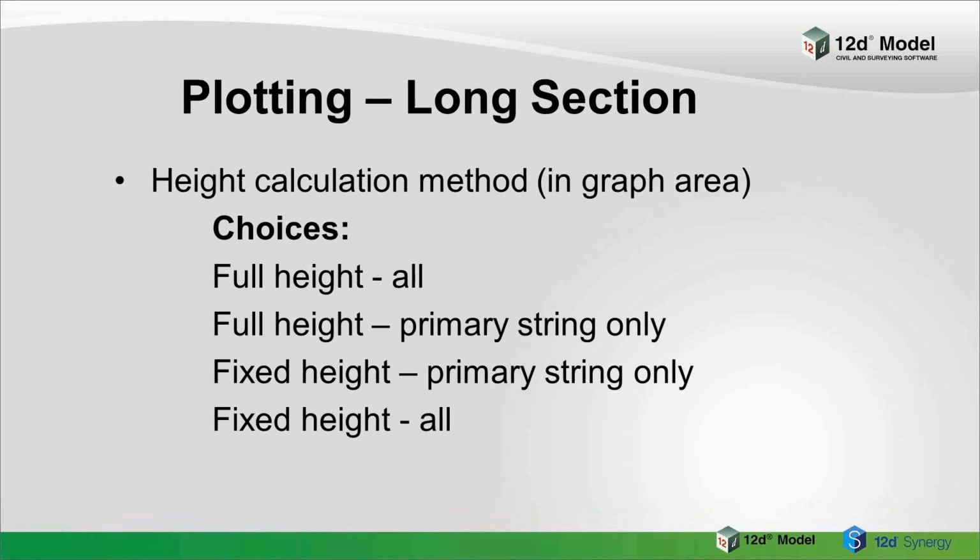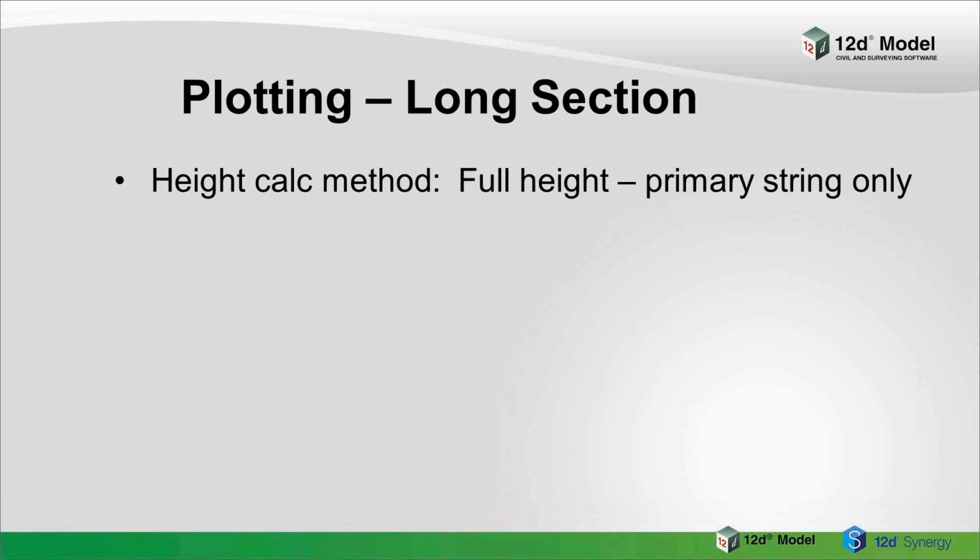A new one there is fixed full height primary string only. That only uses the primary string to determine what the height of the plot's going to be. And I'll show you what that's going to come out like. With the fixed height one, we actually say, right, this thing has to fit into this fixed height. So obviously the string mightn't fit in there, and you've got the choice of using all or the primary string. If it doesn't fit, we then put in datum breaks. So we'll make sure it keeps fitting into that size.